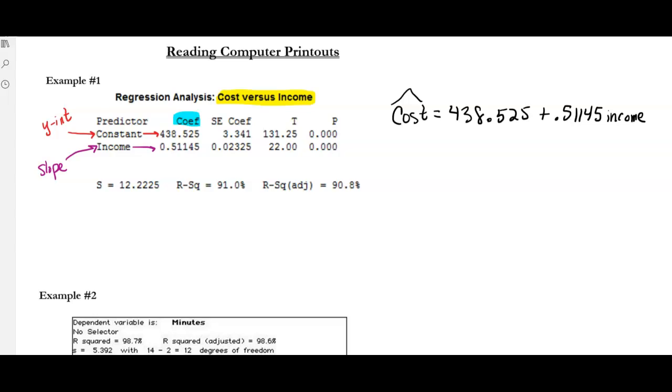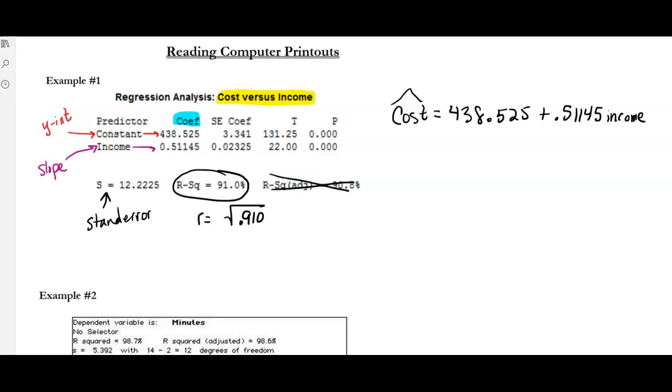It tells us S, this is our standard error for our residuals. So whenever we make a prediction using this equation, our prediction can be off by the standard error, which is 12.25. Here's your R squared value. To find your R, you're going to take the square root of that. We're not going to use this.